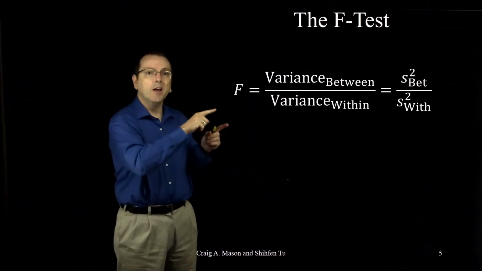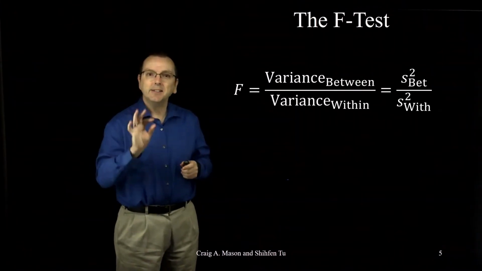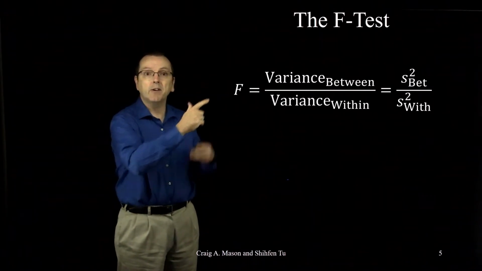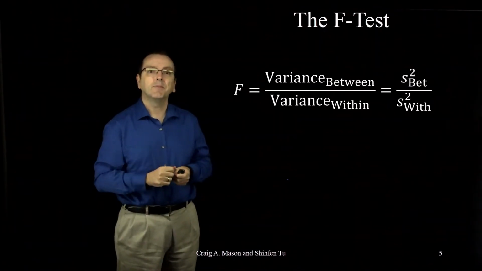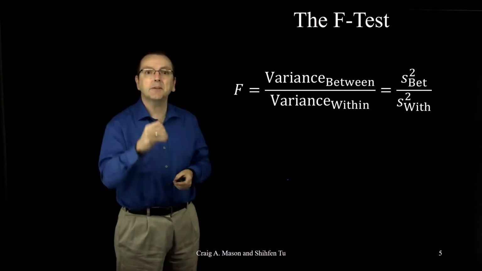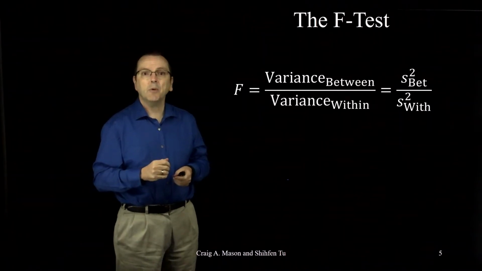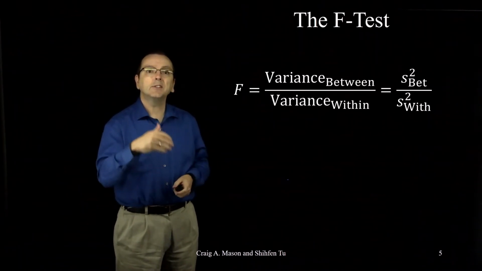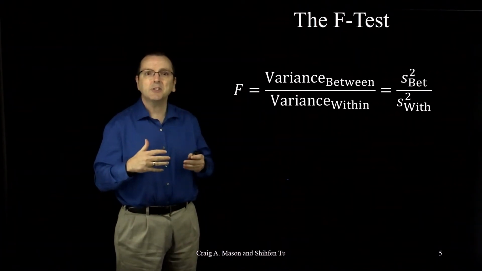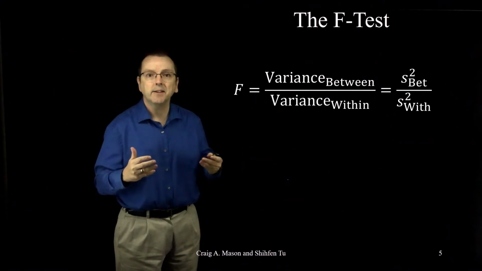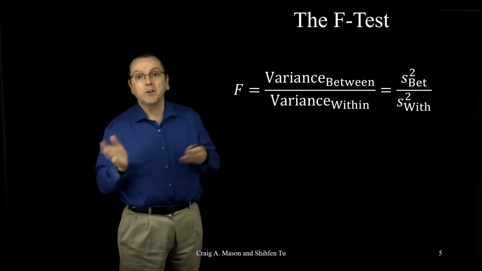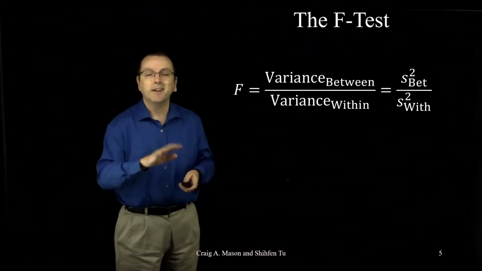Now, to understand why this works, let's spend a little time exploring what these two parts of F, the numerator and the denominator, are telling us. Let's see exactly what it is that they are in fact estimating. We'll start with the denominator, the variance within groups. For conciseness, we'll typically just call this the variance within. But whether you call it the variance within groups or the within groups variance or the variance within, it's the same thing.